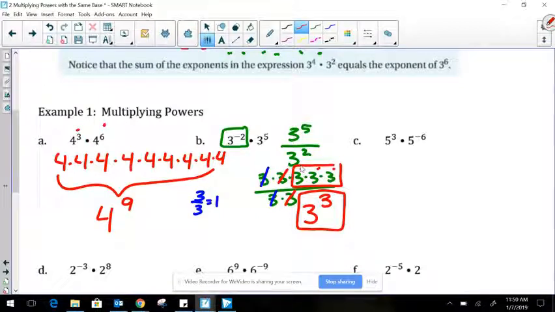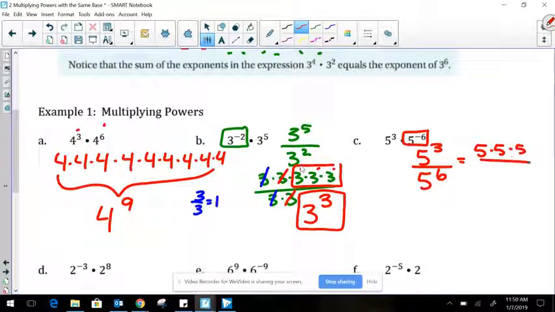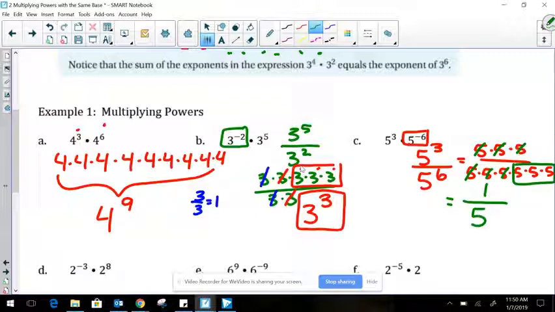Okay, and then problem C, I have 5 to the 3rd, that stays. 5 to the negative 6, that needs to go. Okay, so let's write this out. We have 3 5s, 1, 2, 3. And then I have 6 on the bottom. 1, 2, 3, 4, 5, 6. All right, so let's cancel any that we can. Cancel these 2, then these 2, then these 2. Okay, so I'm left with really nothing on top. That means I just put a 1. Then the bottom, I have these 3 left. So my base is 5, and my exponent is 3.